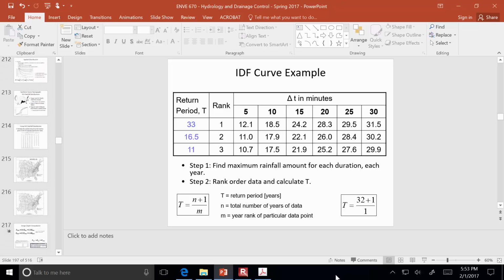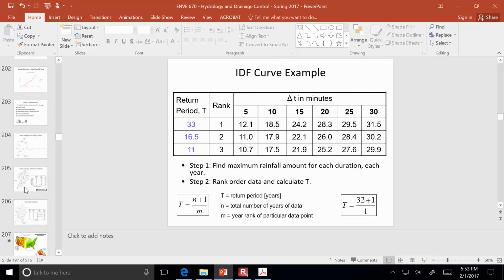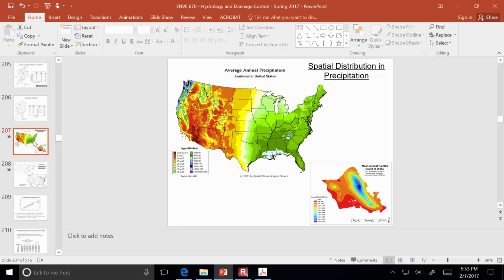Oh, we still have the probable maximum precipitation. That's important. All right. We've seen this figure when we were looking at the Oregon data.